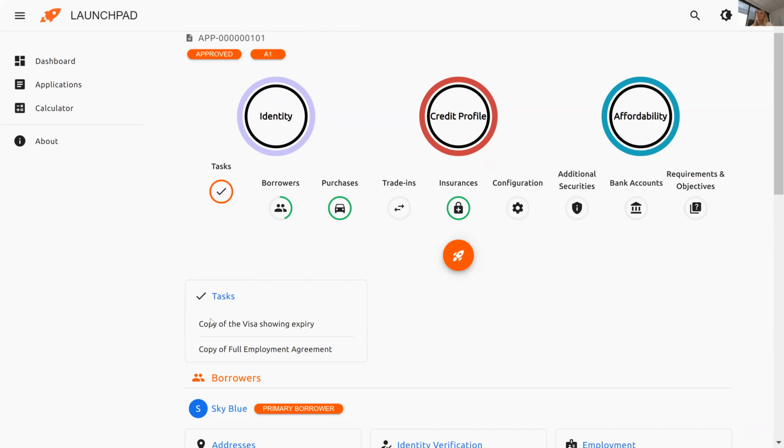So down here you can see we've got two tasks: a copy of the visa showing the expiry and a copy of the full employment agreement. This could be anything. This could be payment history from another finance company. This could be Vossa, payday loan confirmation. So a bunch of things. Anything. So we've got this thing bouncing up in here.